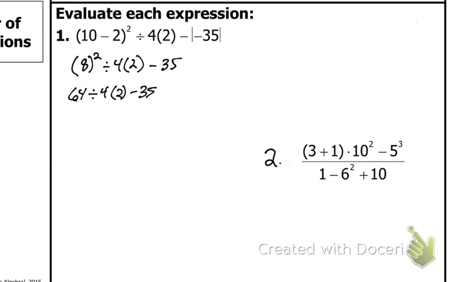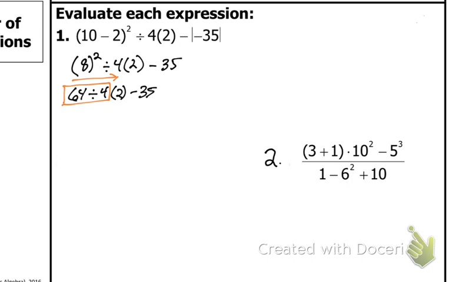What was that? Left and right. We have to go left to right. So should I do the 4 times 2 or should I do the 64 divided by 4 first? We actually do the 64 divided by 4 first because we work left to right. So this is the first thing we can do from left to right. We're going that direction. So we're going to do that 64 divided by 4. And what's 64 divided by 4?